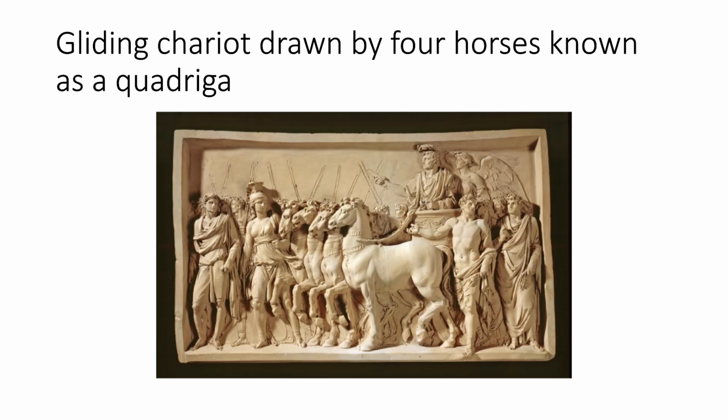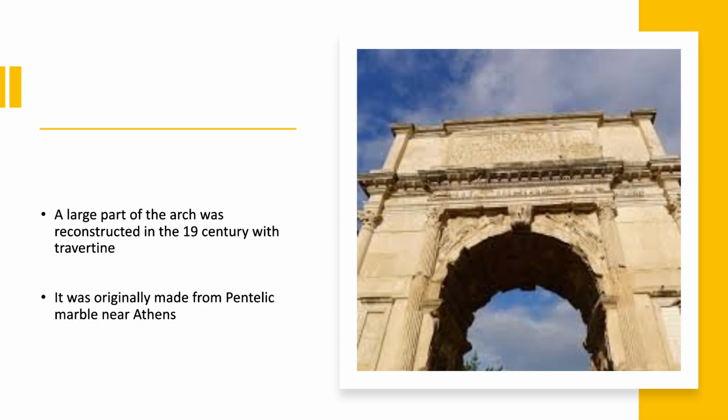Some other details on the Arch of Titus were as follows. Originally on top of the arch there used to be a gilded chariot drawn by 4 horses, also known as a quadriga. There could have been a chance that the chariot may have been drawn by elephants.